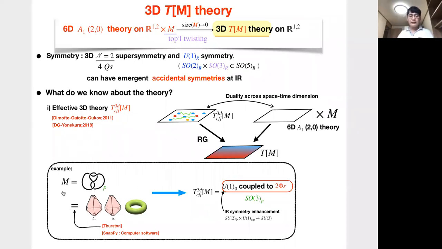In this way, for a general 3-manifold, if we know the gluing rule using the ideal tetrahedron and solid torus, we can obtain the effective 3D theory description. So this is one thing we know about this 3D theory.